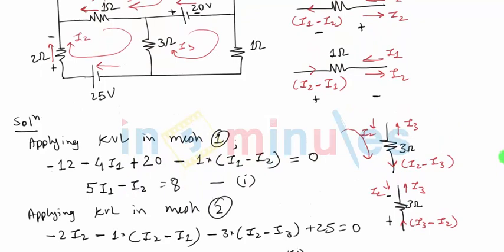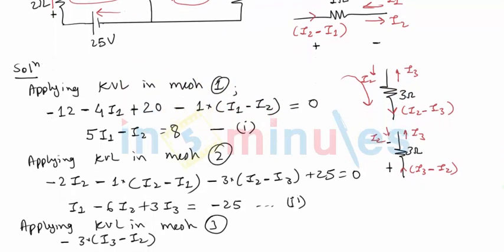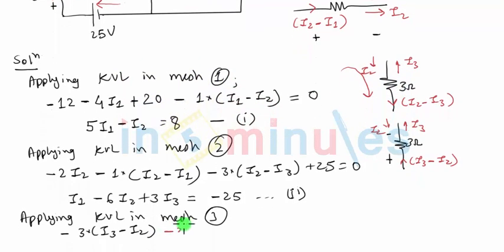The next component is 20 volts. This time, because we are in loop 3, we are traveling in clockwise direction, that means towards right. We will go from positive terminal to negative terminal. That will give me the total voltage of minus 20. So we get minus 20 here.